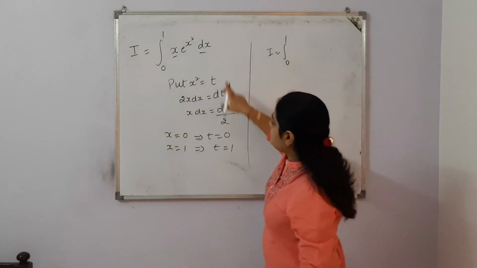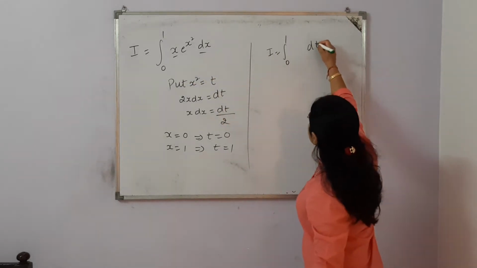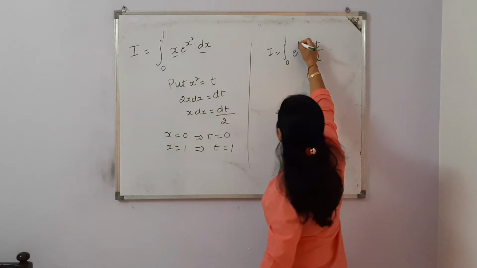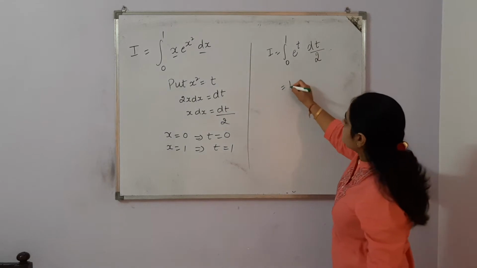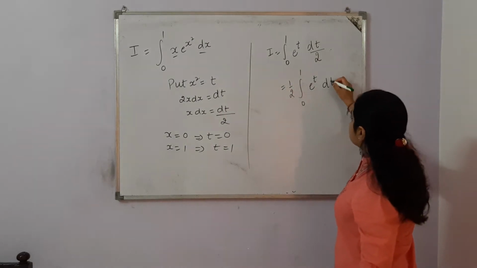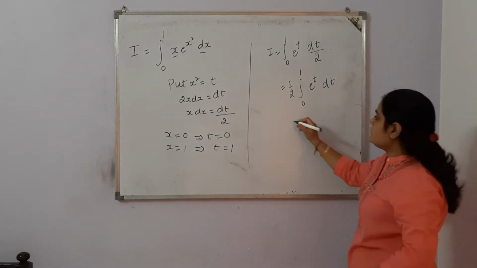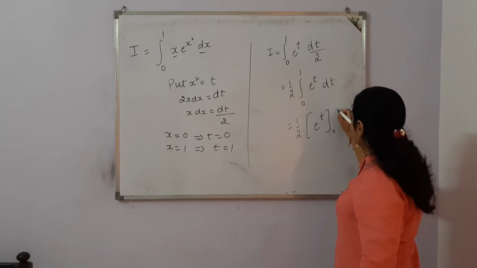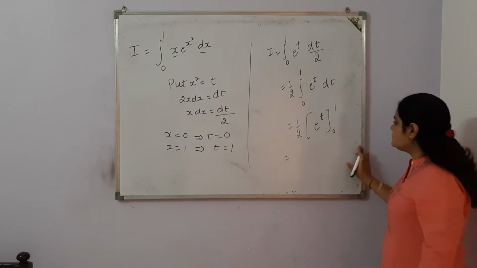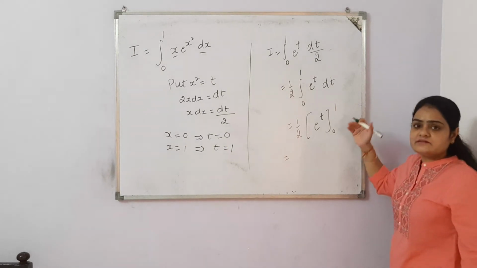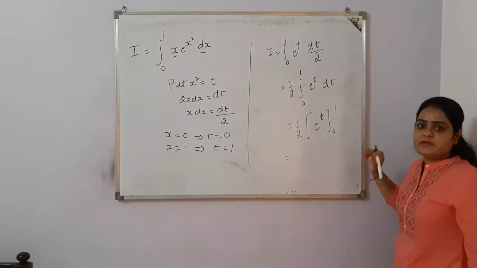In place of x dx I am writing dt by 2, e raised to power x², and x² is t. Now 1 by 2 is a constant, so I can take it out. 0 to 1 e raised to power t dt, and its integration, of course for the exponential function, is the same, e raised to power t from 0 to 1. We are not going to write c because this is a question of definite integration and we get the exact answer just because of the limits.